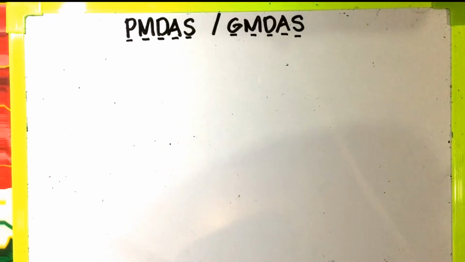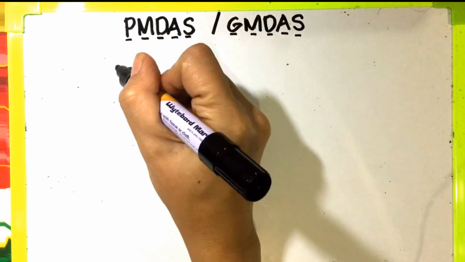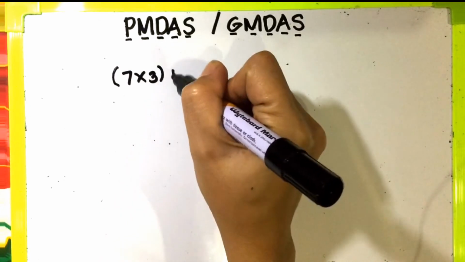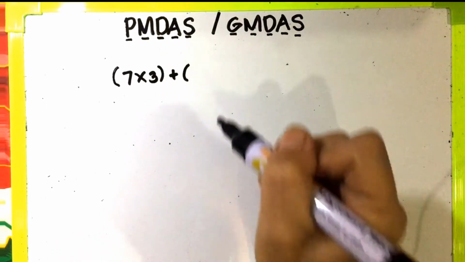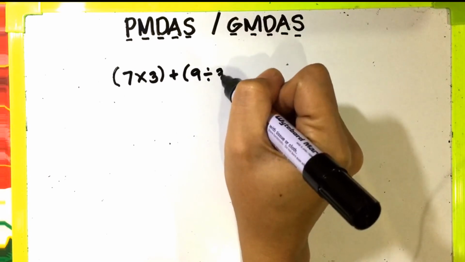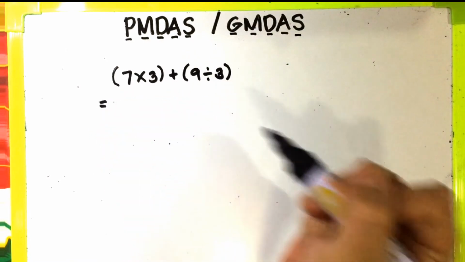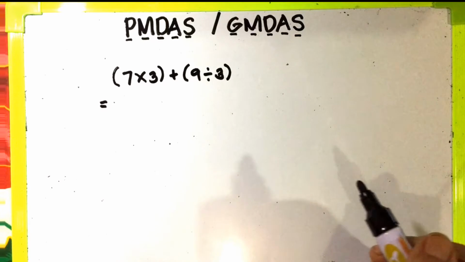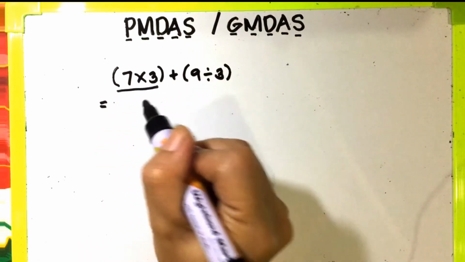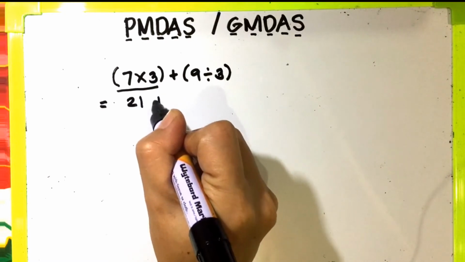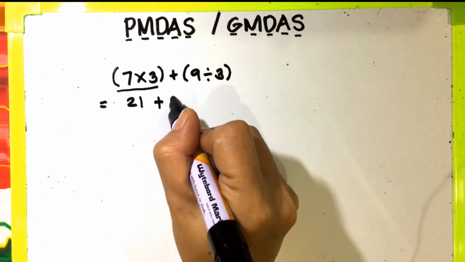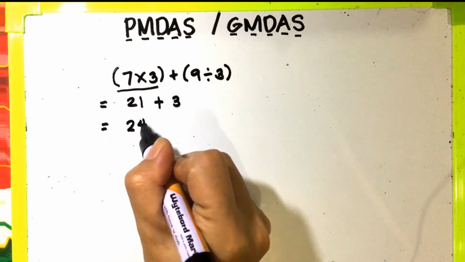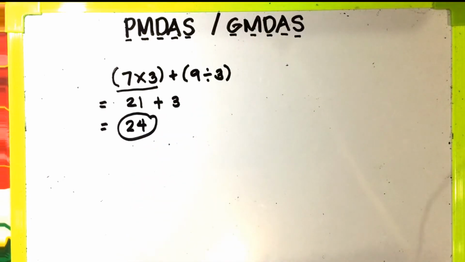Let's have an example. If we have (7 times 3) plus (9 divided by 3). So, following the PEMDAS and the GEMDAS rule, we should solve first the ones inside the parentheses. So, 7 times 3 is 21, plus 9 divided by 3 is 3. So, 21 plus 3 is 24. The final answer is 24.